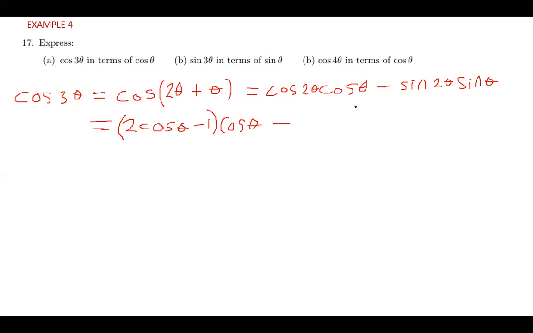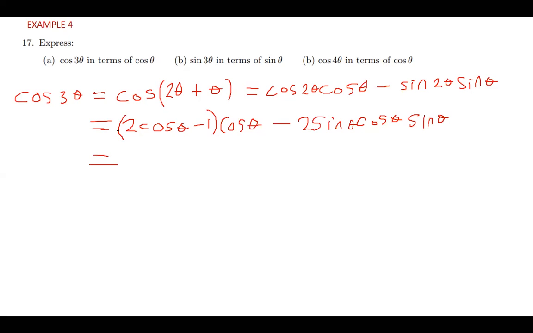And then minus sine 2 theta can also be written as 2 sine theta cos theta. I'm just using their double angle formulas. 2 sine theta cos theta, and then multiply by this sine theta there. So we can simplify this too.